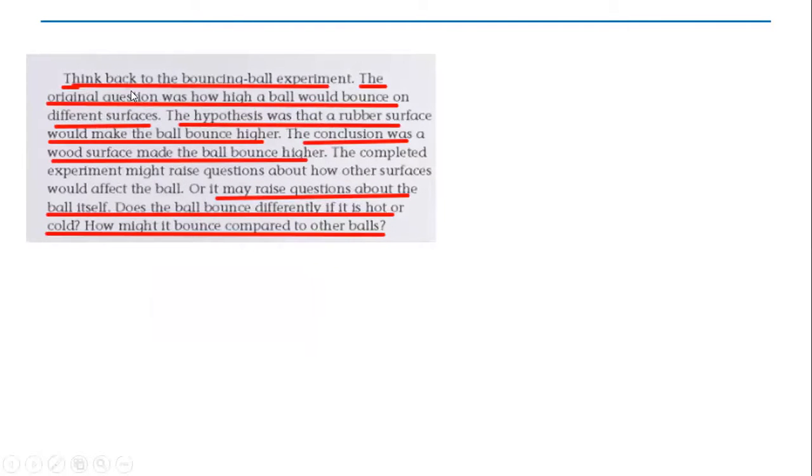Now, think back to the bouncing ball experiment. The original question was how high a ball would bounce on different surfaces. The hypothesis was that a rubber surface would make a ball bounce higher, but the conclusion is different. Was it the wood surface that made the ball bounce higher? Now, it may raise questions about the ball itself. Does the ball bounce differently if it's hot or cold? How might it bounce compared to other balls?